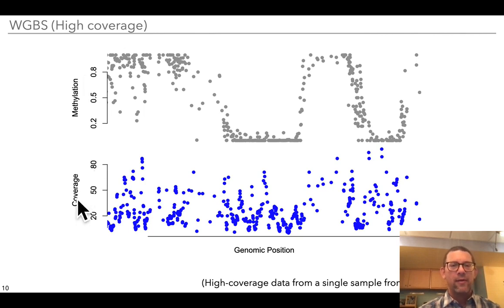At the bottom, I've depicted the coverage, which is the number 8 depicted earlier, and tells us how deeply we've sequenced each single CpG. What we see here immediately is that there's a high degree of correlation in the plot. There's a high degree of spatial structure. We have regions of high methylation and regions of low methylation, and some transition between those two states.